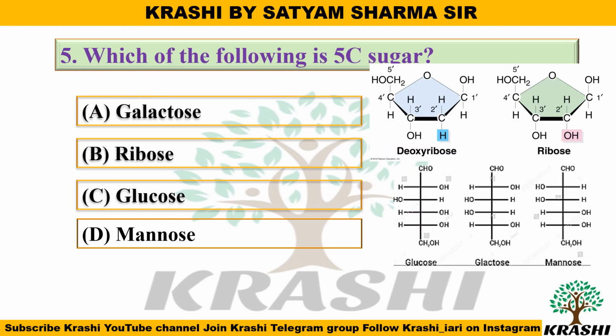Question number 5. Which of the following is a 5C sugar? So galactose, ribose, glucose and mannose, these all are sugars, whereas only ribose, and also deoxyribose, has a 5-carbon sugar. The rest, glucose, galactose and mannose, are 6-carbon sugars.